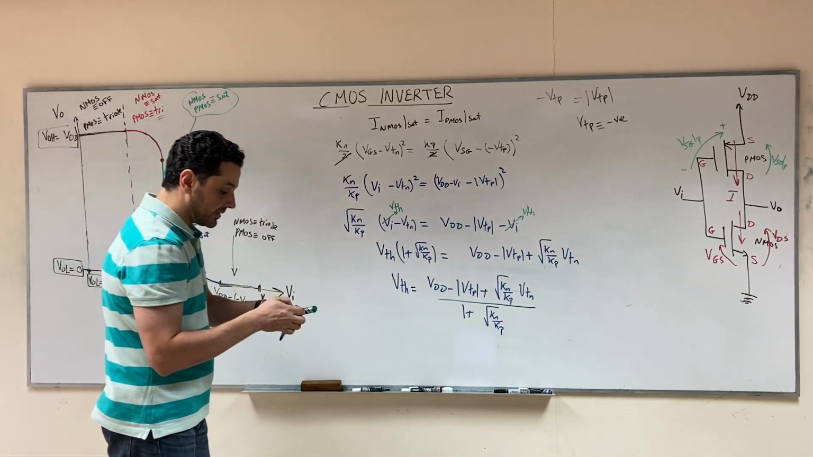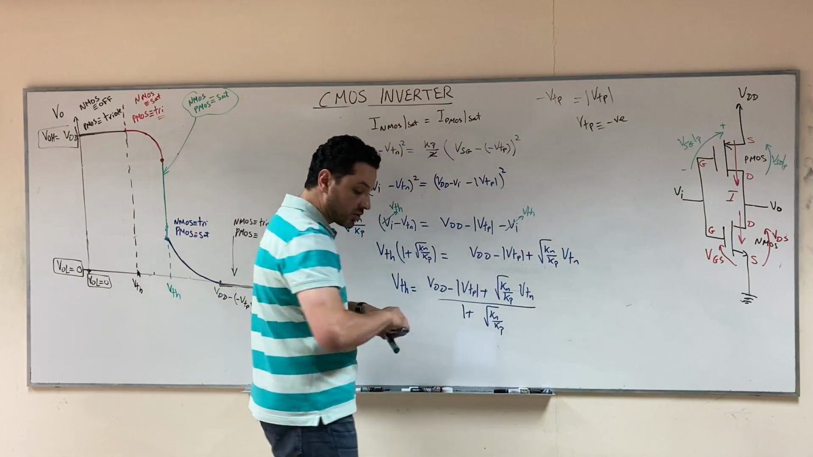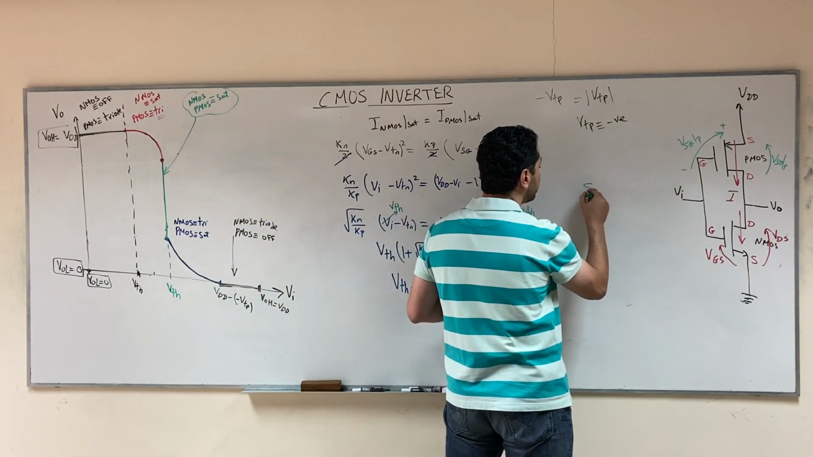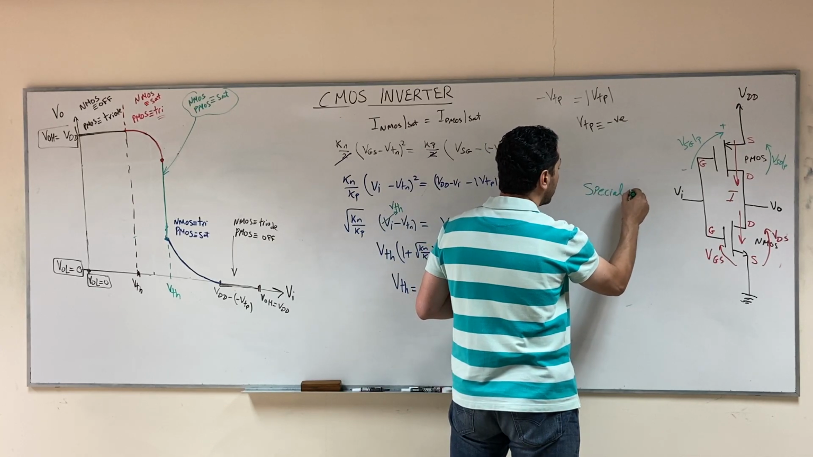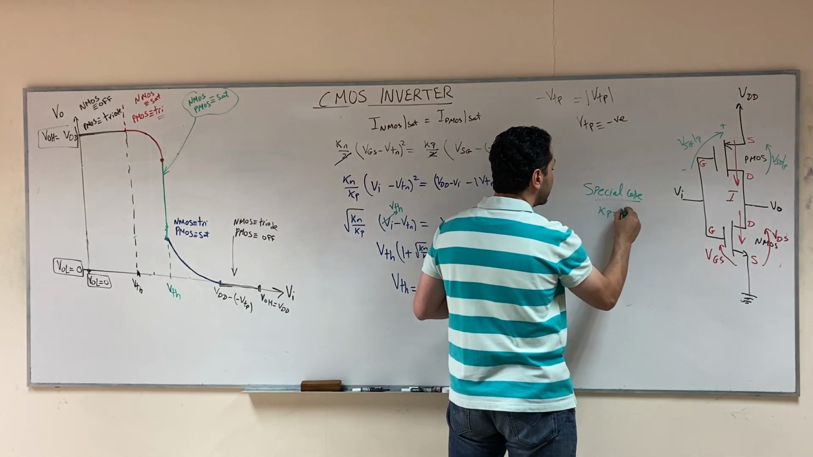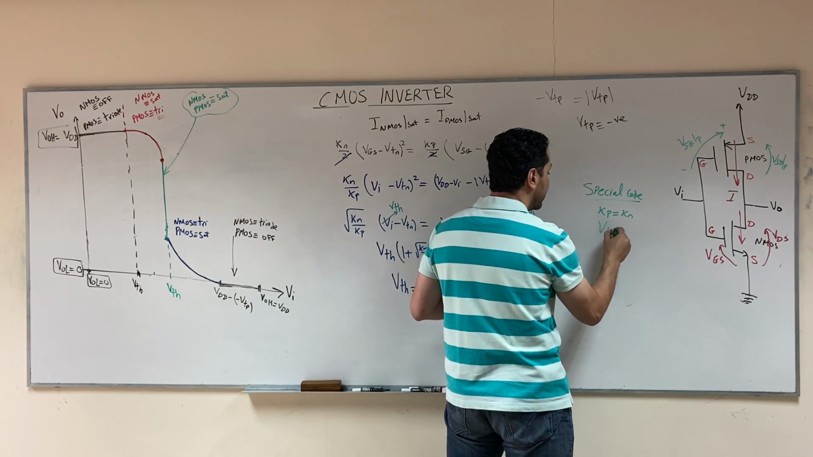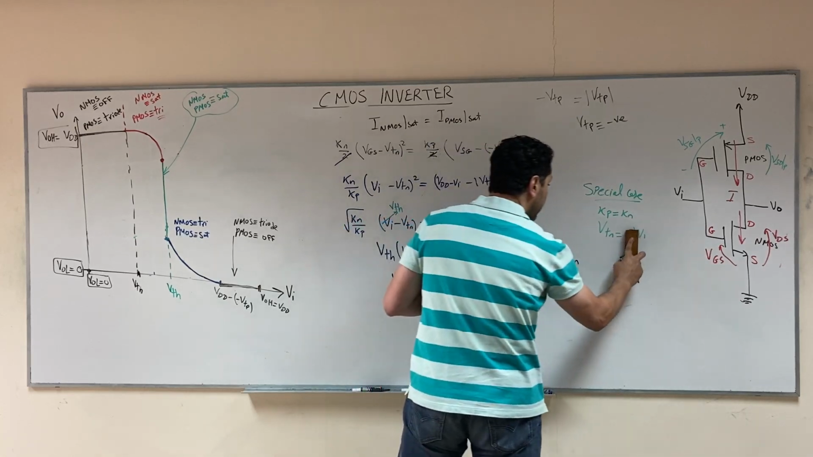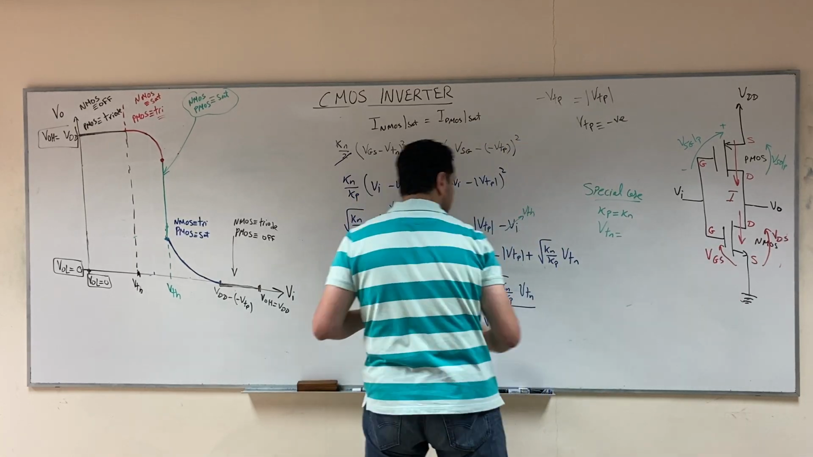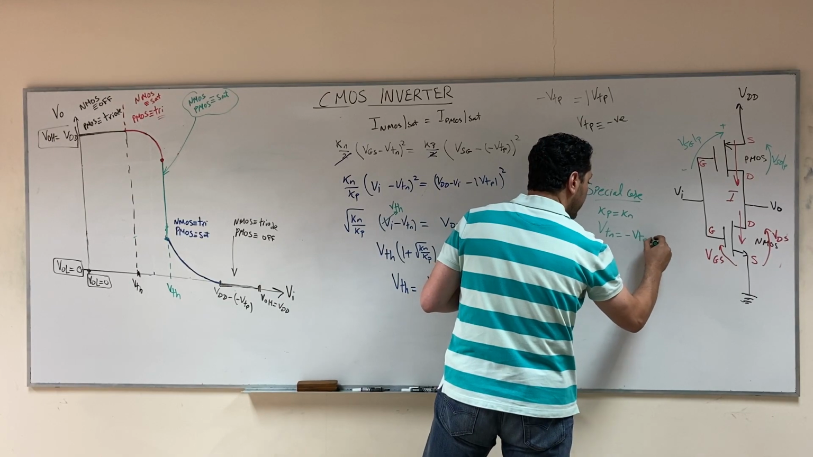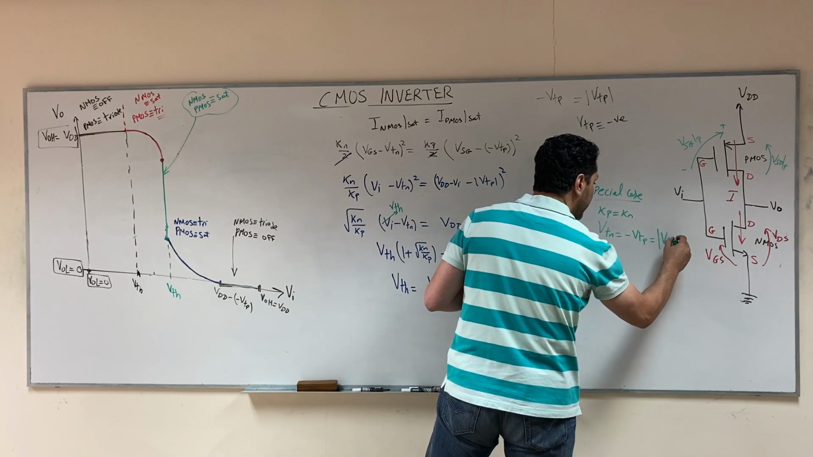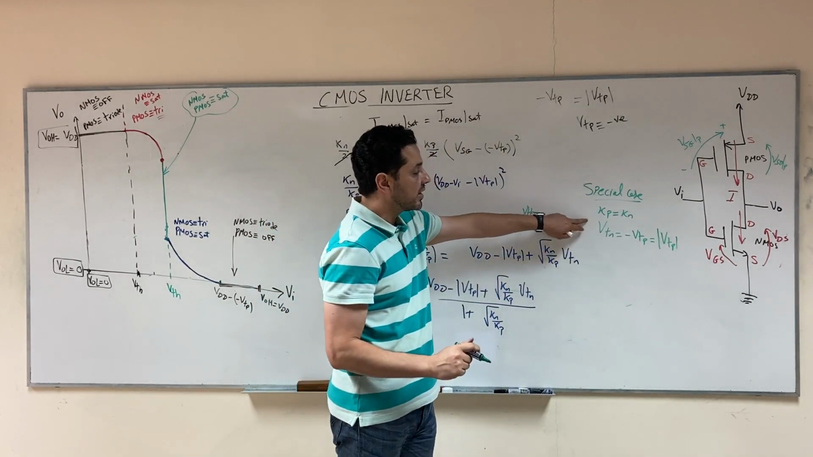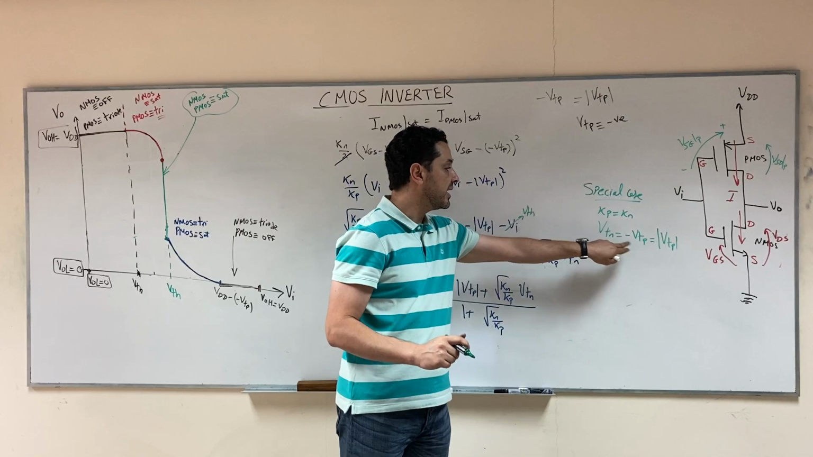Under a special case where both transistors are identical, which means that Kp equals Kn and Vtn equals minus magnitude of Vtp, or in other words, Vtn is equal to the magnitude of Vtp. Under this special case, we say that the two transistors are identical because they have exactly the same parameters, okay?